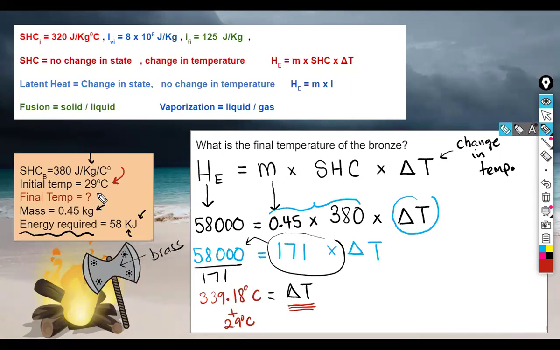I'll write it right here in red. 368.18 degrees Celsius. This is your final answer. Putting some arrows by it here. Right? So a question like this is worth probably a good 5 marks in the exam. Right? So take down everything. Take down everything.